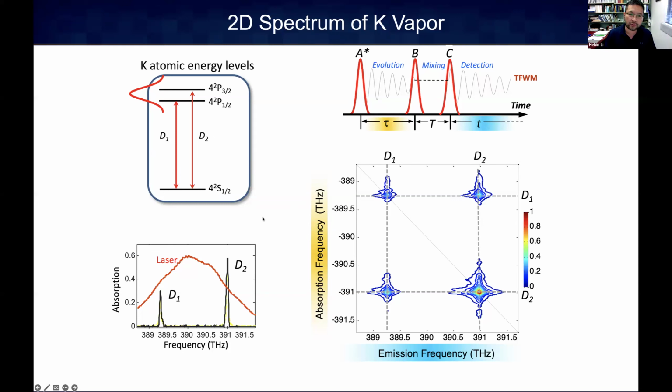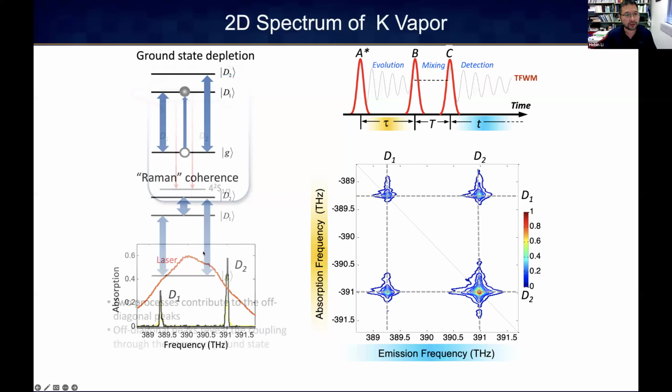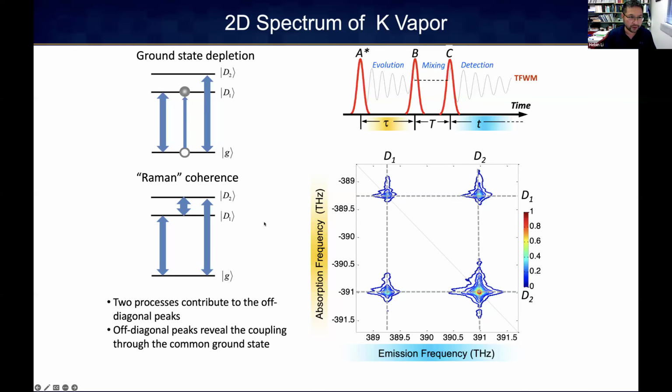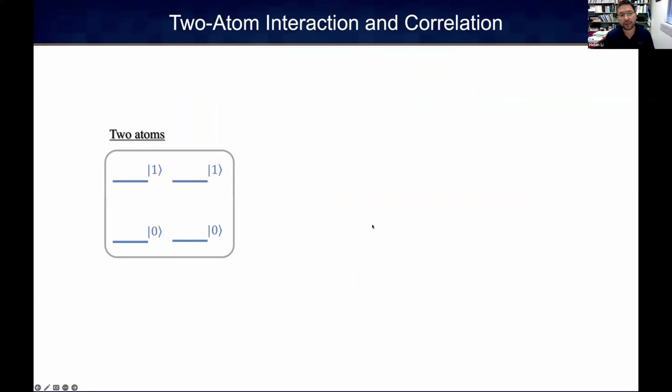Also in this case, you see the coupling between the two transitions, D1 and D2, and that gives you two cross peaks right here and right there. In fact, each of the cross peaks has two different contributions. One comes from the ground state depletion, and the other comes from the quantum coherence between the two excited states. Okay, so that is the 2D spectrum you will get from a single atom picture. And of course, that's a very good way to verify that our setup works, and we got the results that we would expect from the simplest system.